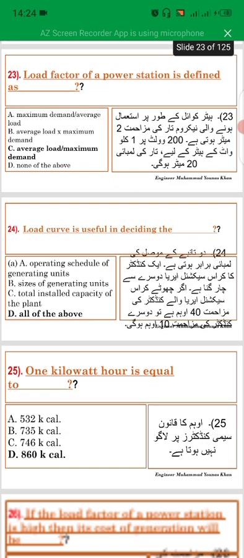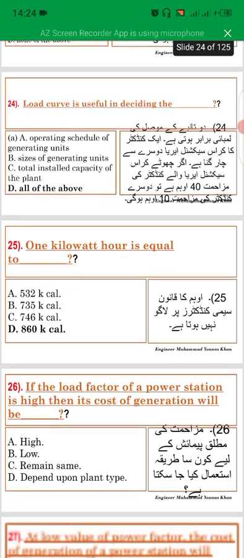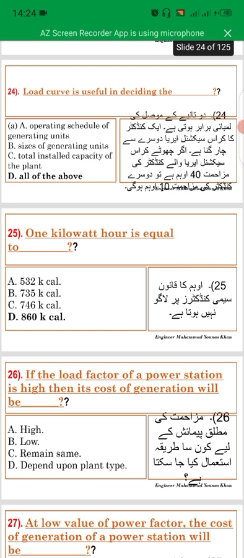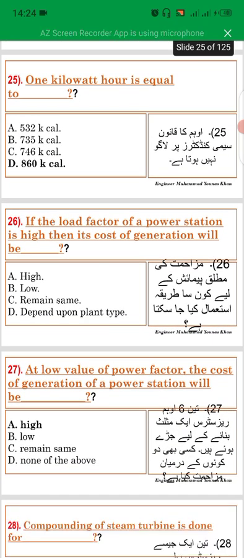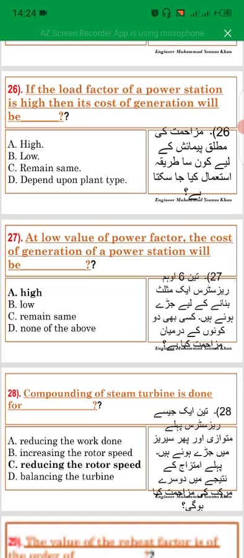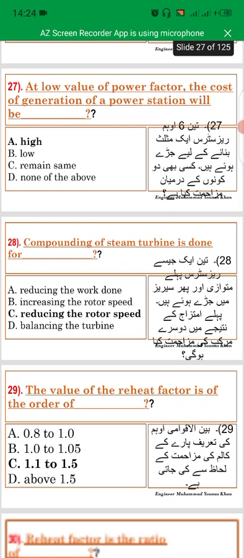Which of the following load is responsible for lower power factor of supply system? Induction motor. Load factor of a power station is defined as average load divided by maximum demand. Load curve is useful in deciding the operating schedule of generating units, size of generating units, total installed capacity of the plant. 1 kilowatt hour is equal to 860 kilocalories. If the load factor of a power station is high, then its cost of generation will be low. If the power factor is low, the cost of generator of a power station will be high.